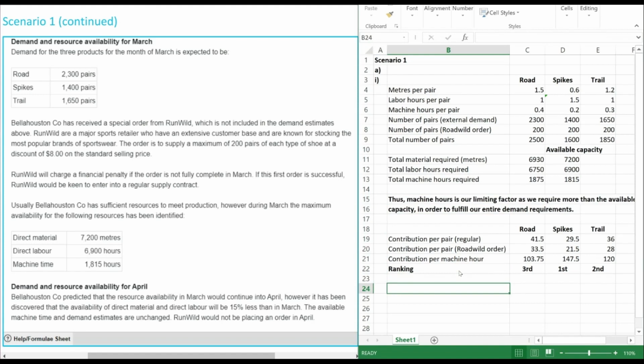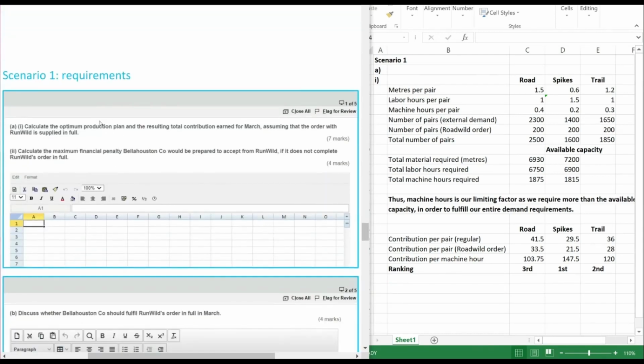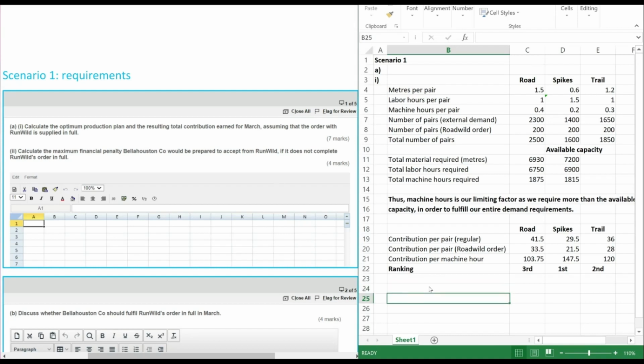Okay, so we have our ranking, but first we're going to have to fulfill the order, and we now need to dictate the optimum production plan and resulting total contribution. So we need to tell them both sides of the story. One, how many pairs of each type of shoe will be sold based on our limited number of machine hours, and then how much contribution will be earned as a result. So we're going to start with our total machine hours available, which are 1,815.